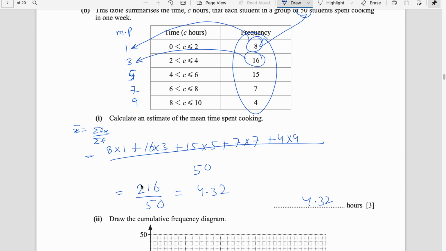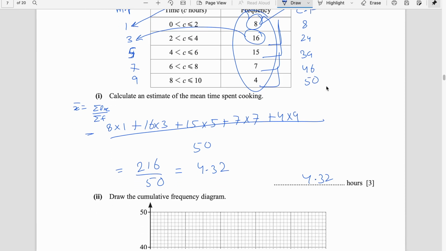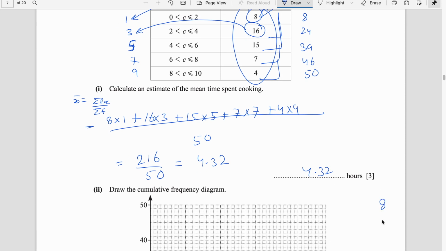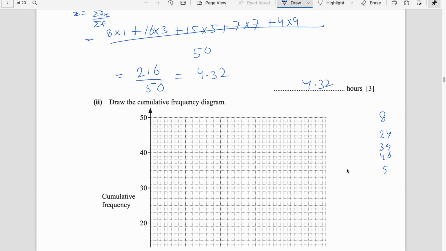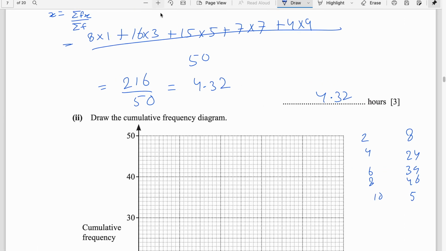Draw the cumulative frequency diagram. For cumulative frequency, we need these values. So cumulative frequency is first 8, then 8 plus 16 is 24, 24 plus 15 is 39, 39 plus 7 is 46, 46 plus 4 is 50. Let me copy these values down. 8, 24, 39, 46 and 50, and these are against 2, 4, 6, 8, 10. So I don't have to zoom out again and again.